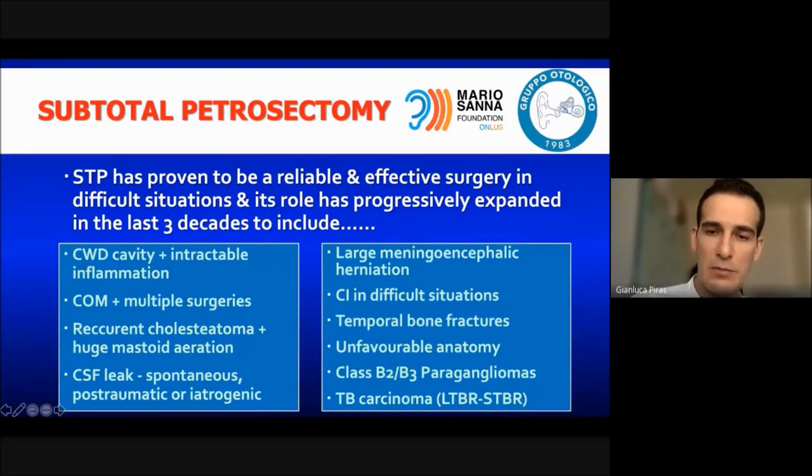And this technique has been increasingly used even in case of cochlear implantation. If you have ossification, if you have malformations, if you have difficult anatomical landmarks, for example, a far advanced sigmoid sinus that impedes a correct posterior tympanotomy, you can use even a subtotal petrosectomy. Or in case of temporal bone carcinoma, for example, in lateral temporal bone resection or especially subtotal temporal bone resection, practically you do like a subtotal petrosectomy and you follow the carcinoma, removing it as much as possible.